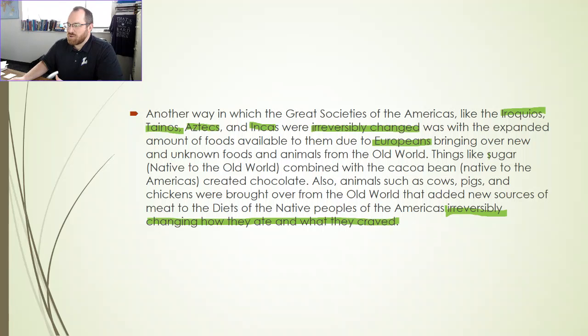So that's why we put in things like they bring in sugar. They combine it together with a cacao bean to create chocolate. And animals such as cows and pigs and chickens that are brought over the Old World to add new sources of meat to the diets of the natives. And there I basically put in all the things I needed to earn the point on this question. I've directly answered it. I've cited specific pieces of evidence, and I have proved, especially with that last part, that it irreversibly changed how they ate, and then I add in what they craved.